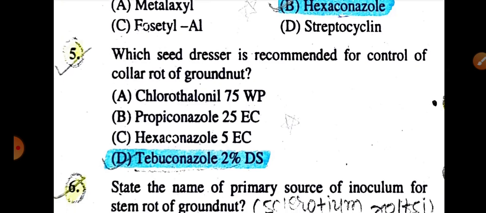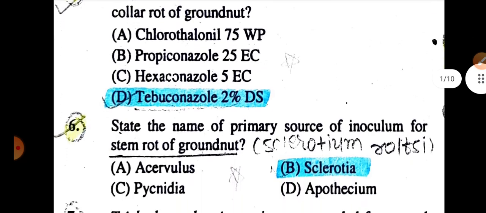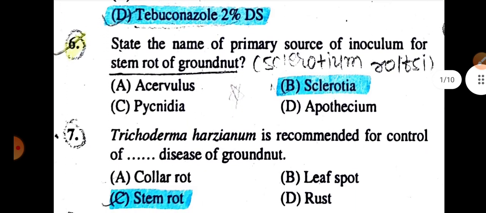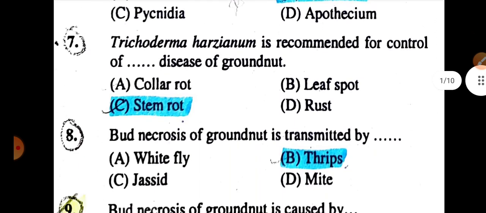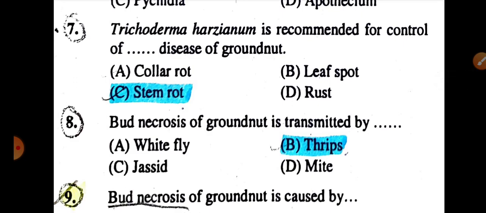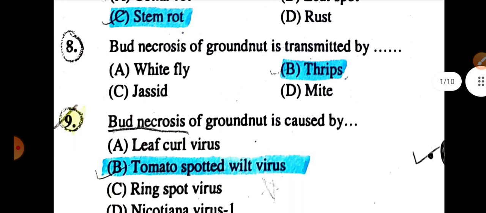Which seed dresser is recommended for control of collar rot of groundnut? Tebuconazole 2% DS. State the name of the primary source of inoculum for stem rot of groundnut: Sclerotia. Trichoderma harzianum is recommended for control of stem rot disease of groundnut.